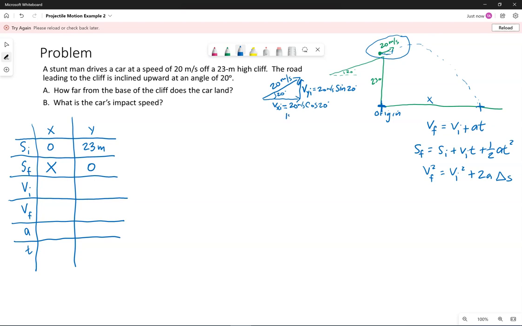So this one ends up being 18.79 for Vx initial, and again, I'm keeping a few decimal places simply because we're not at a final answer. You can also leave it as the 20 cosine 20 and 20 sine 20 if you want.